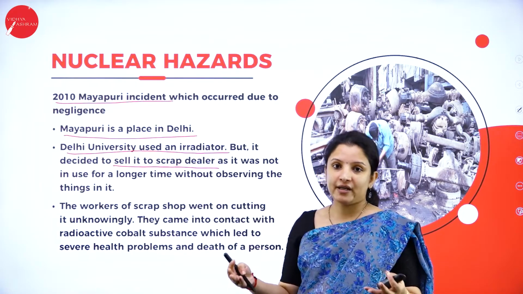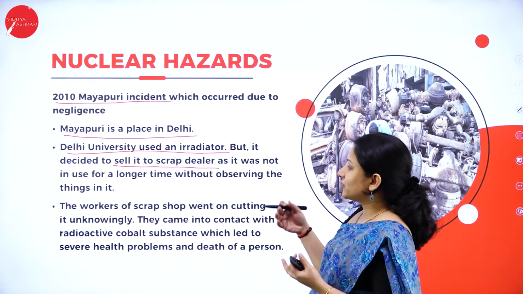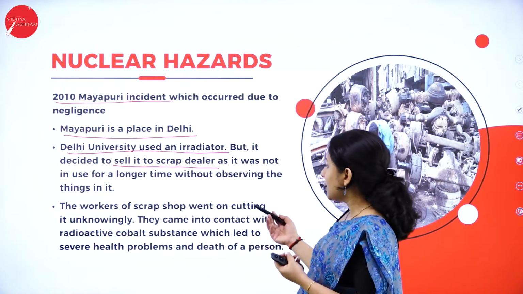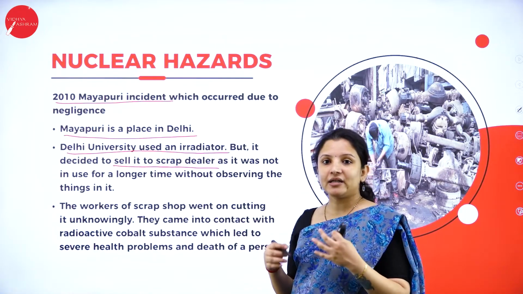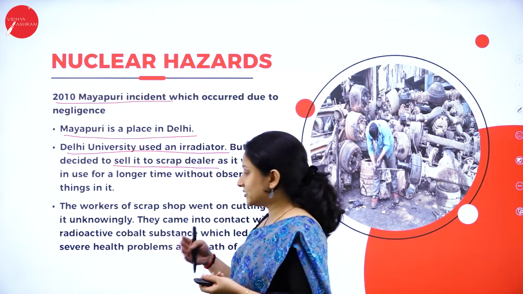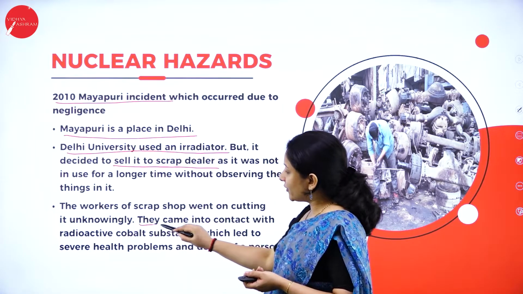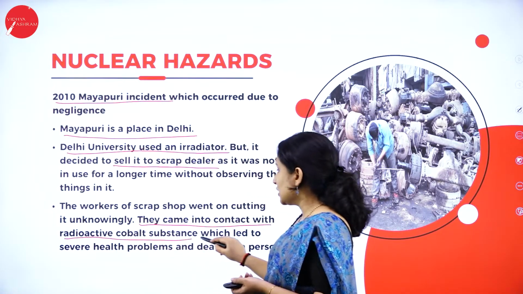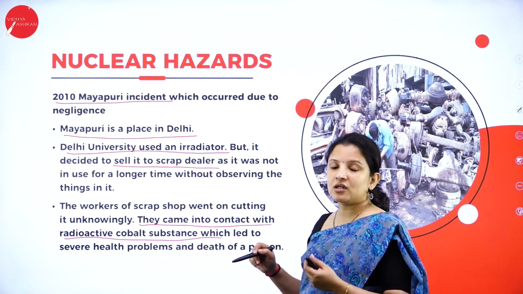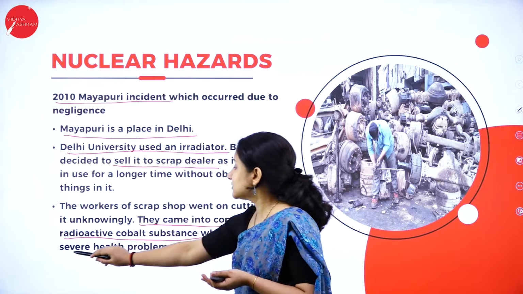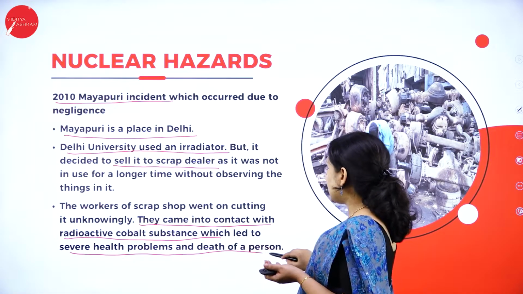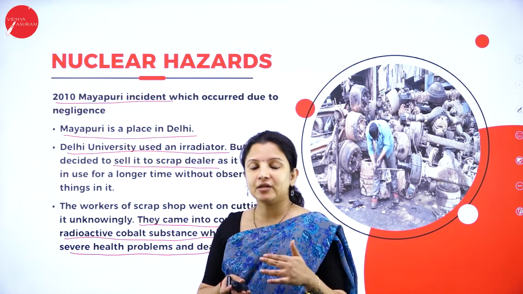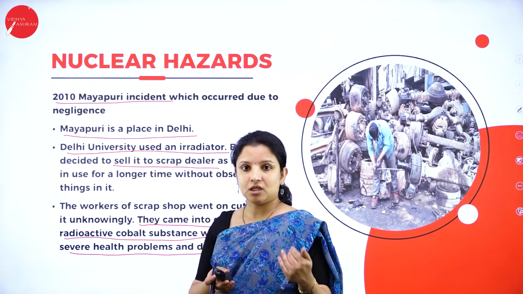He will have no idea about it, right? So what they did was, these scrap dealers started using that particular material, and unknowingly they started cutting that material and using it for various other purposes. During the process of cutting, they came in contact with the radioactive cobalt substance which was there in that particular irradiator, and this led to several health problems, even severe health problems, and also the death of that person, the scrap dealer who was dealing with that irradiator.